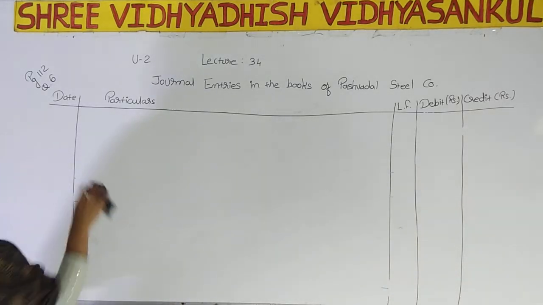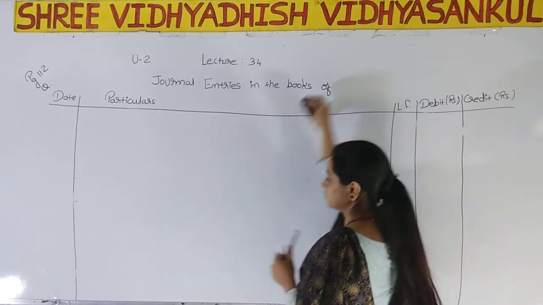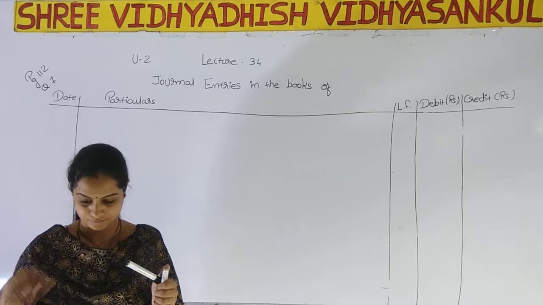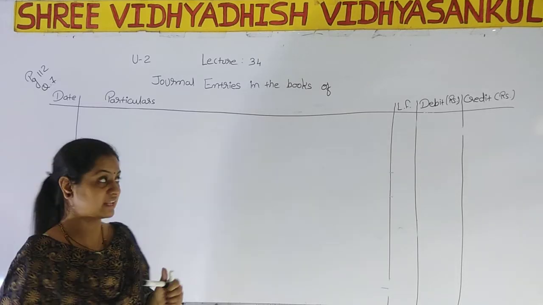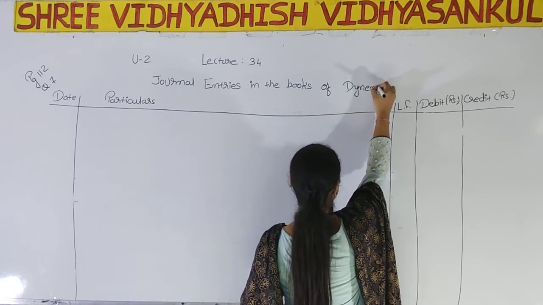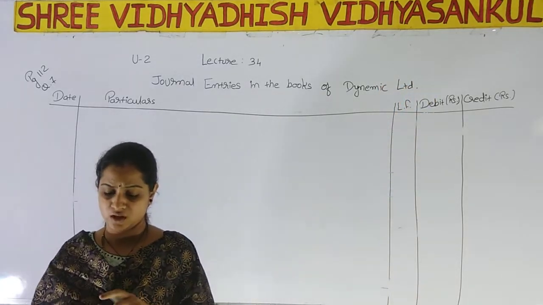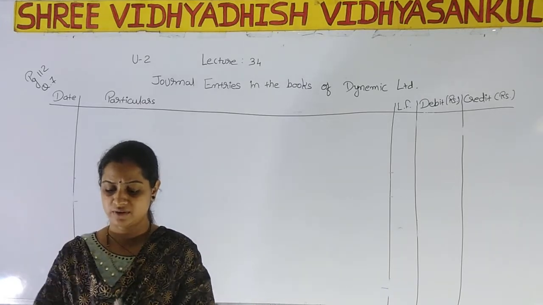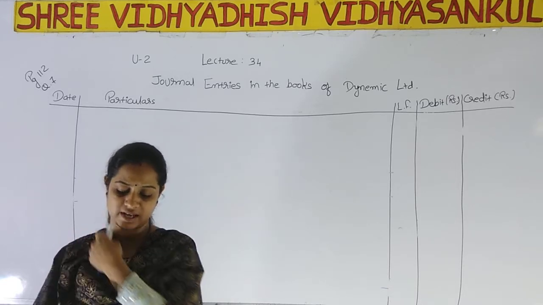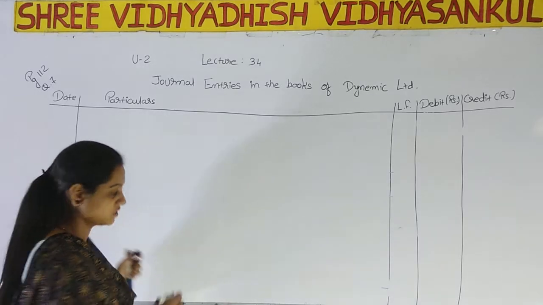Next, question number 7. Same page, question number 7. Dynamic Limited of Ankleshwar. That means we have to give general entries in the books of Dynamic Limited, right? 30,000, 12% debentures of rupees 100 each, on which the amount per debenture was payable as under. With application 35, allotment 40, first and final call 25.